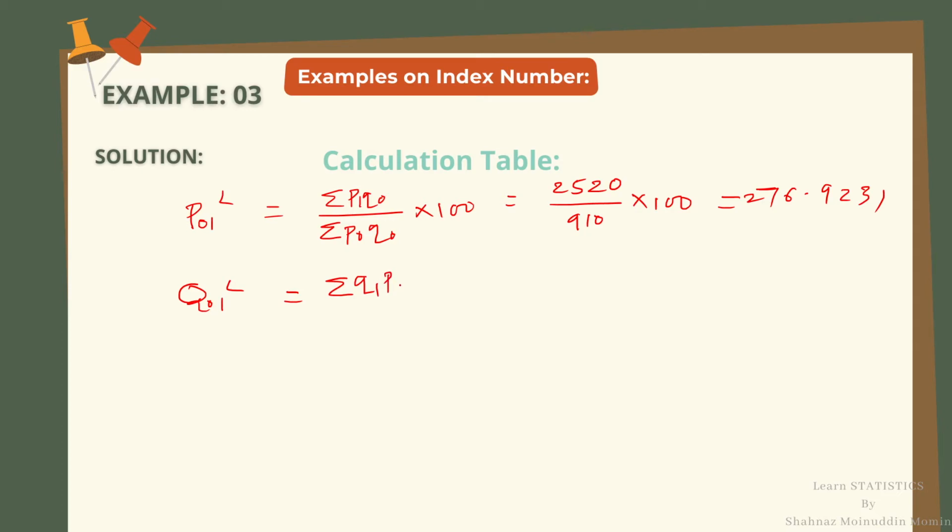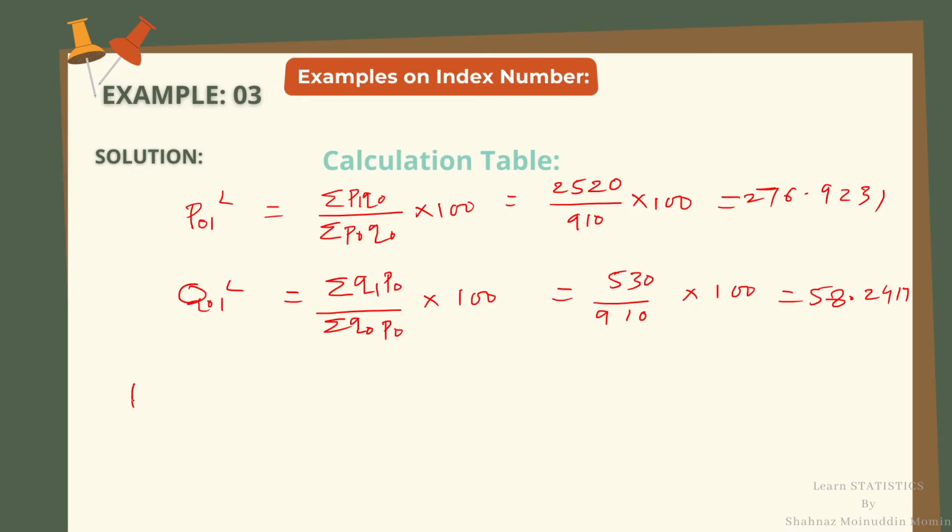Similarly, the quantity index is summation Q1 P0 divided by summation Q0 P0 into 100, which is equal to 530 divided by 910 into 100, that is 58.2417.